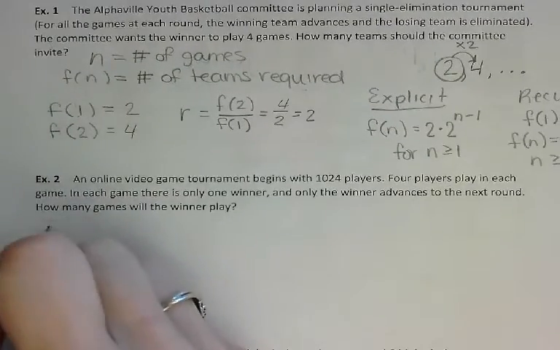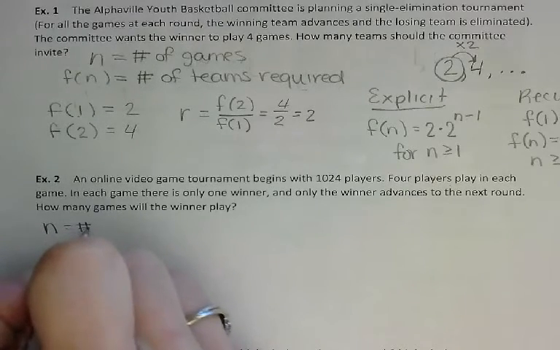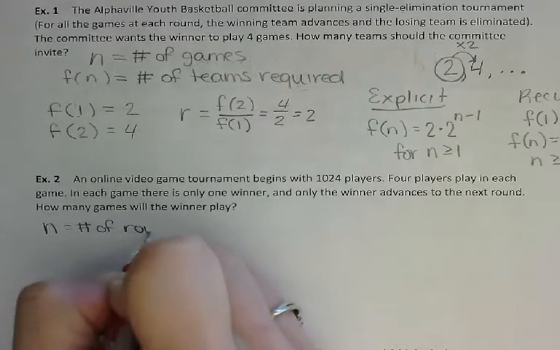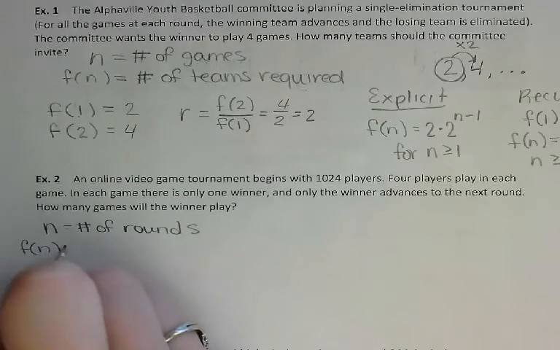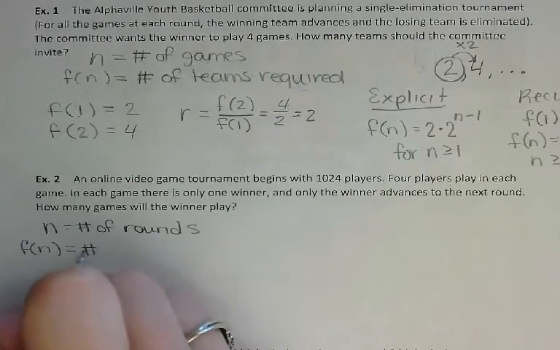Okay, so let's organize our information. Let's say that n is going to represent the number of rounds, and then let f of n represent the number of games played that round.